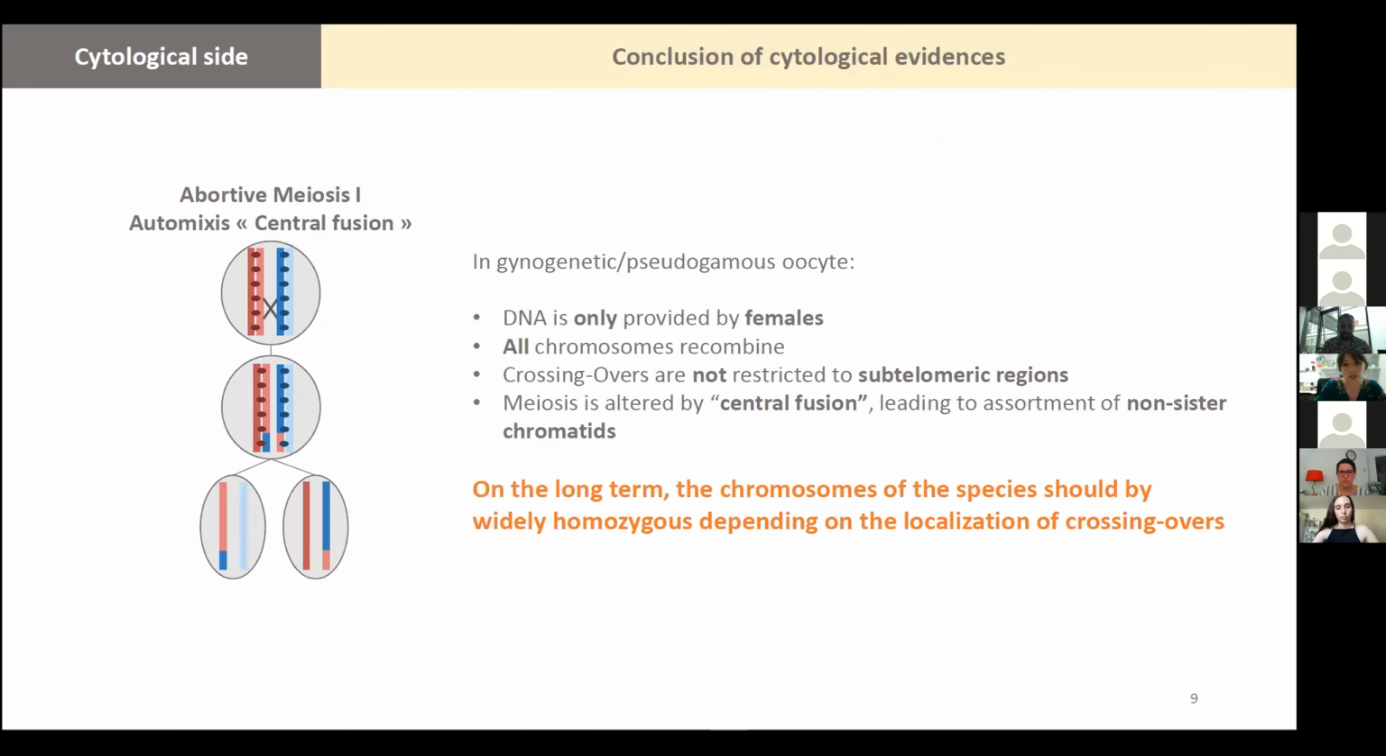In summary of this part, in gynogenetic oocytes, DNA is only provided by the female. All chromosomes recombine. Crossing overs are not restricted to specific regions, and meiosis is altered by central fusion, leading to assortment of non-sister chromatids. So in the long term, we should expect the chromosomes to be widely homozygous, depending on the localization of crossing overs.